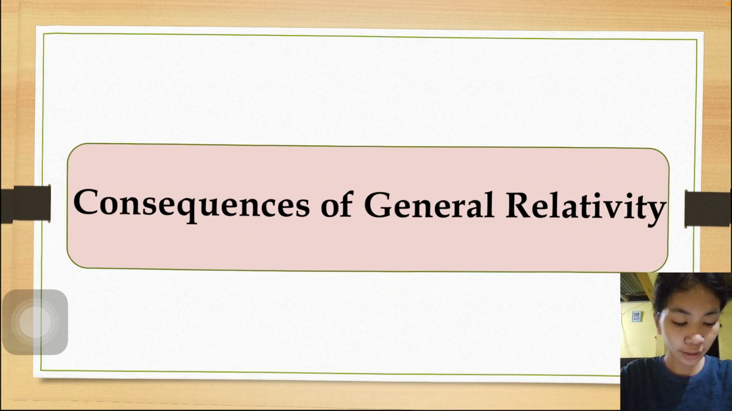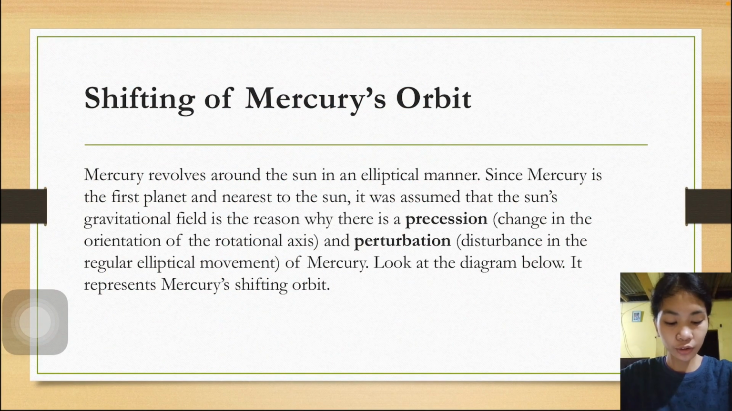Consequences of general relativity. Ang unang consequences of general relativity ay ang shifting of Mercury's orbit. Mercury revolves around the Sun in an elliptical manner. Since Mercury is the first planet and nearest to the Sun, it was assumed that the Sun's gravitational field is the reason why there is a precession change in the orientation of the rotational axis and perturbation disturbance in the regular elliptical movement of Mercury.